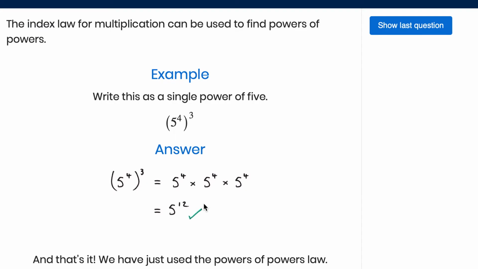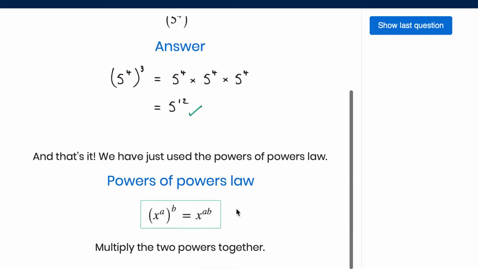And that's it. We've just used the powers of powers law by multiplying the 4 times the 3 to get the 12. So all we need to do is multiply those two powers together. Okay, so to summarize, we have our powers of powers law down here, which is x to the power of a to the power of b is equal to x to the power of a times b. All we need to do is multiply the two powers together.